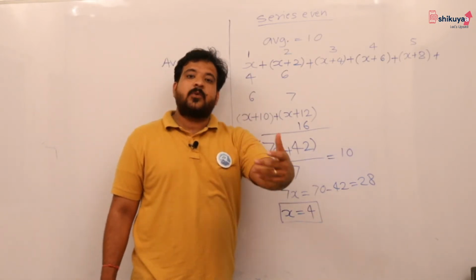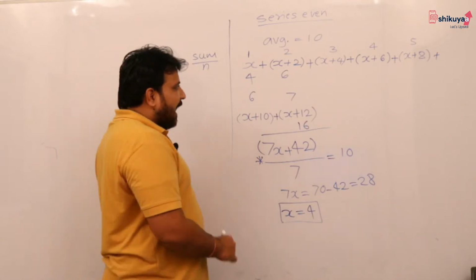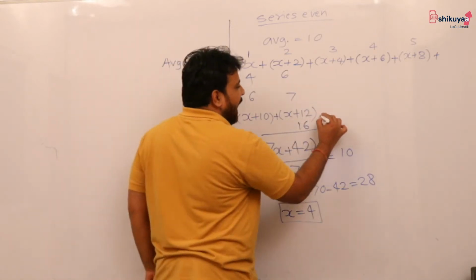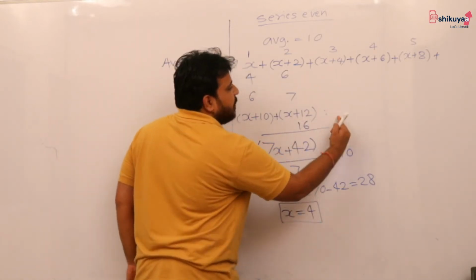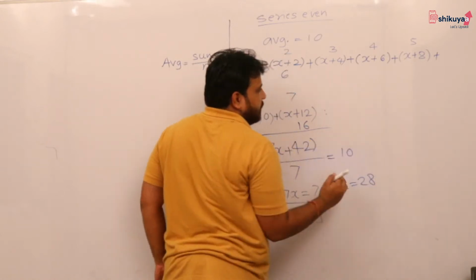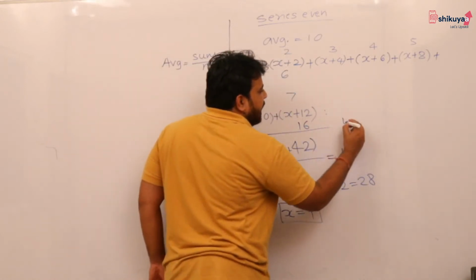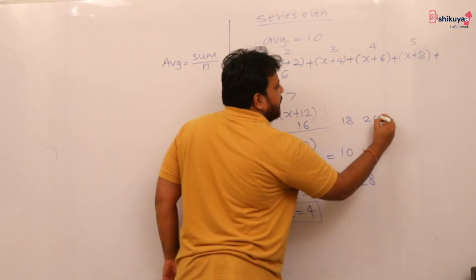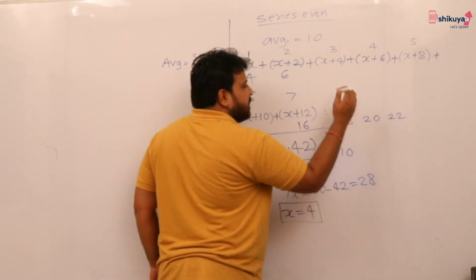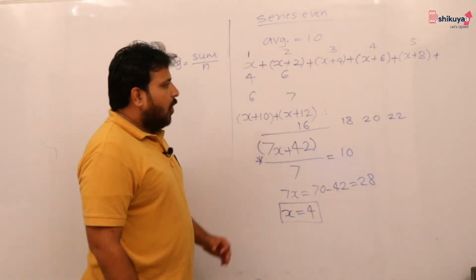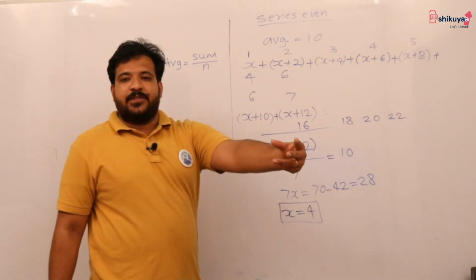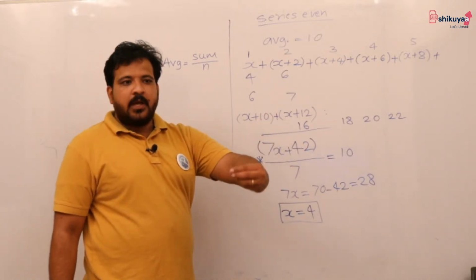Now, what is the next calculation we have to do? It is asked that if we add three more numbers to the series, what does it mean? If I add 18, 20 and 22 to this even number series, what will be the new average? Correct? What will be the new average?